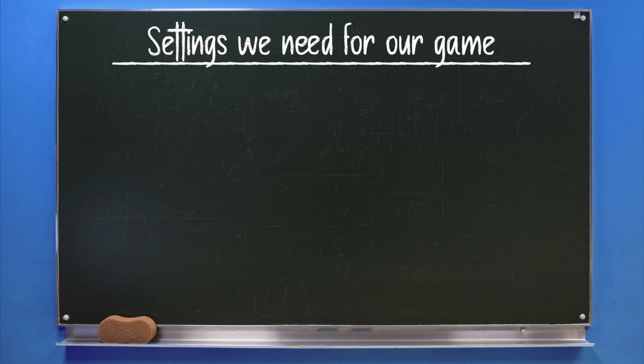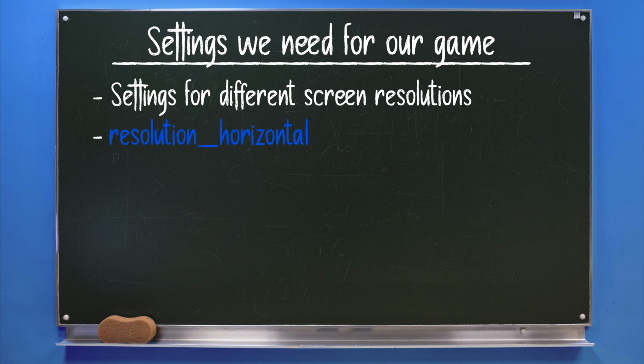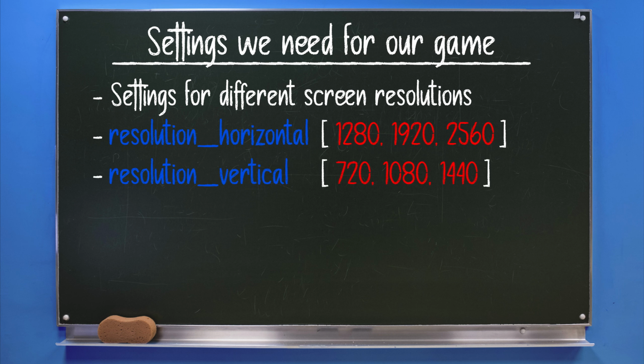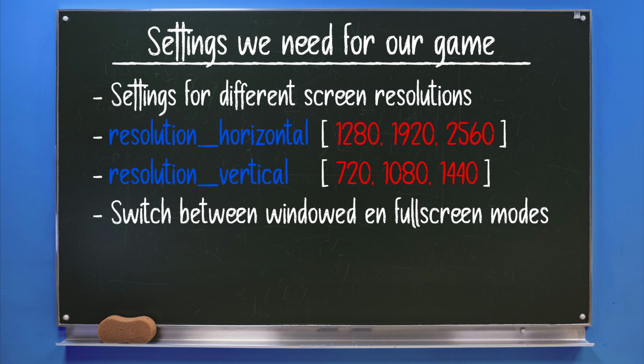We also need settings for the different screen resolutions. We haven't yet decided which base resolution the game is going to have, so for now let's fill in some dummy values of popular screen resolutions. I'll create one for the horizontal size of the resolution, for instance 1280, 1920, and 2560. And the vertical corresponding sizes, 720, 1080, and 1440. Of course, we also want to be able to switch between windowed mode and full screen.